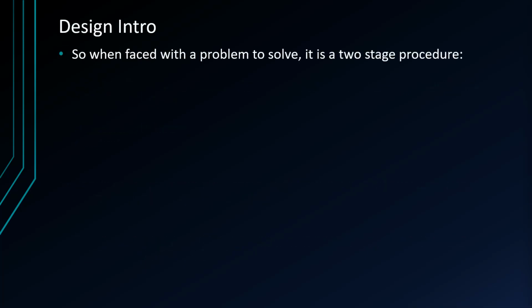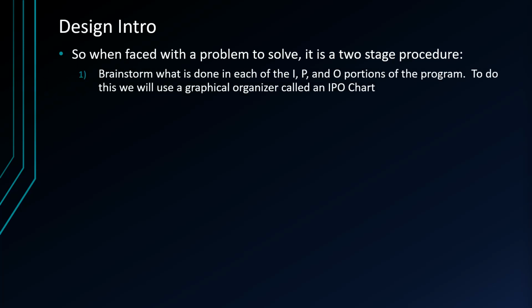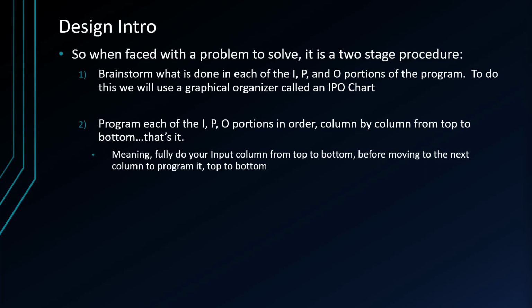So when we face a problem that we have to solve, we're going to break it down into a two-stage procedure. The first one being, let's brainstorm what is done for each one of these different portions of the program. That's a great way to break the problem down. What kind of input is occurring? What kind of processing and storage needs to take place next? And finally, what kind of feedback do we need to give to the user? We're going to do this in the form of a graphical organizer we call an IPO chart, which is really just a table of 3 columns.